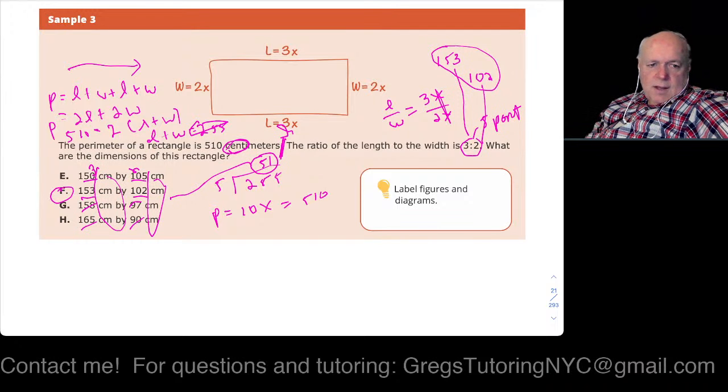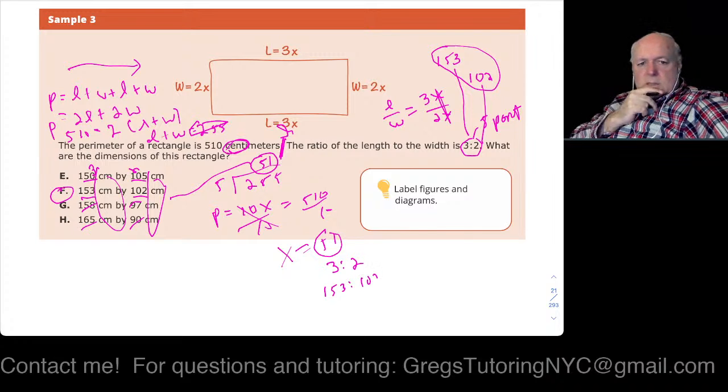So anyway, we have 10x equals 510. So we just divide both sides by 10, and we get x is equal to 51. So there's a couple of ways to get that 51, right? I did it a completely different way earlier. And once we get the 51, again it's in a ratio of 3 to 2. So if each part is 51, we're going to get 153 again, to 102. All right, that's what you need to do here with this one.